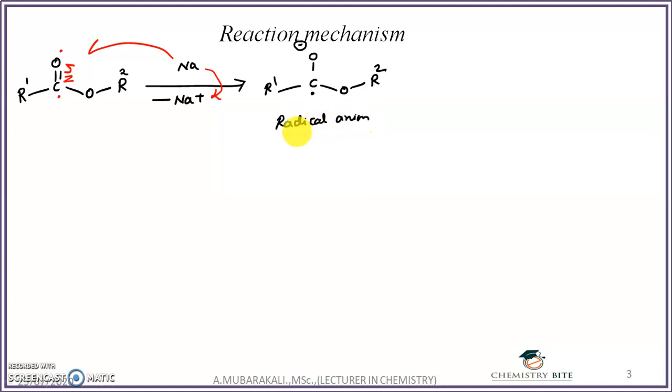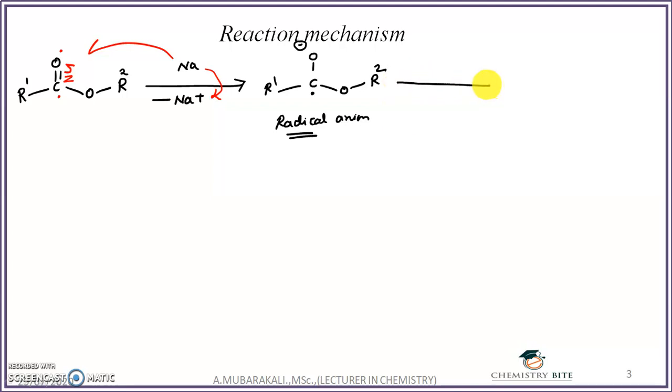This is the same step we can see in the acyloin condensation reaction also. In the acyloin condensation reaction, sodium will give 1 electron to the ester to form the radical anion, and the 2 moles of radical anion will get coupled to give the dianion, but here it will not happen like that.